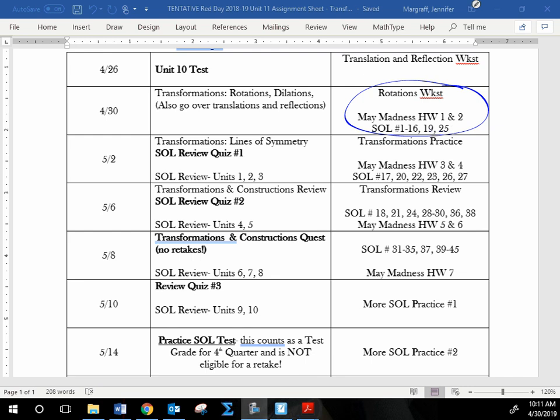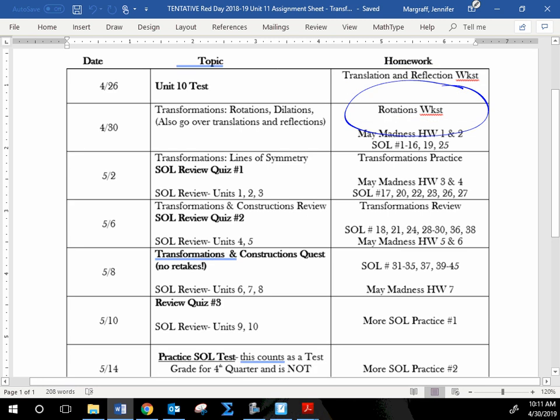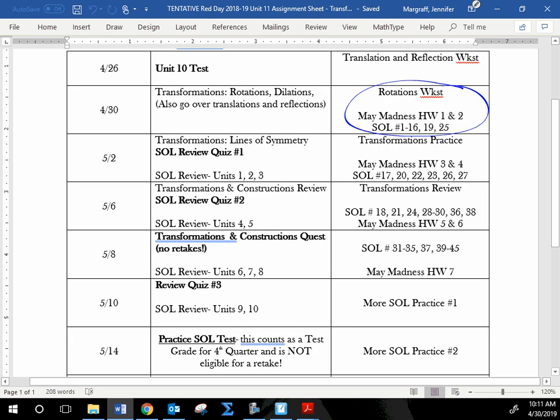Look at our unit. This is our Transformations, Constructions, and SOL Review unit. So it's kind of like a mini unit and then SOL Review. So today we are learning about rotations and dilations.